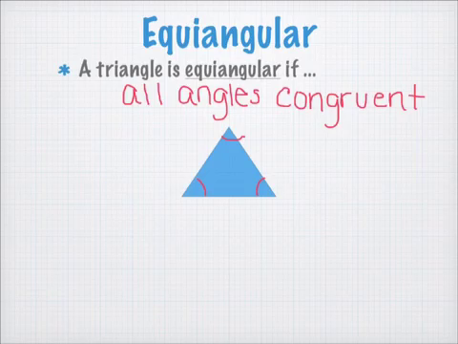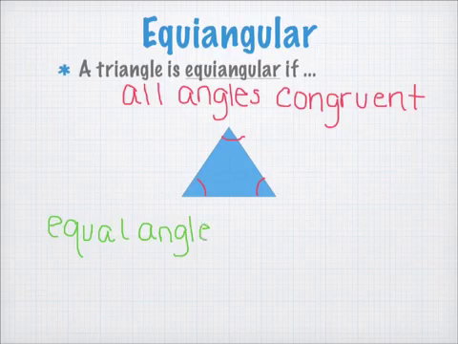But in a triangle, if all the angles are equal, what do you know about the sides? All the sides are equal too. So write this down someplace. Equal angles is the same thing as having equal sides, and vice versa.